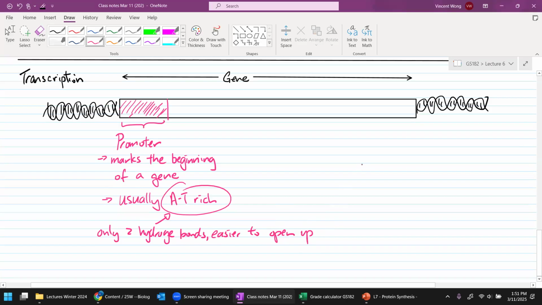Then we're going to copy the gene if we need to. And how do we know when to stop? It's going to get to the end here, and this is called the terminator sequence. It marks the end of a gene.